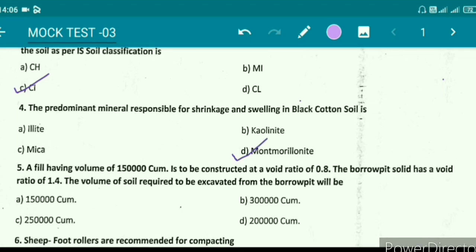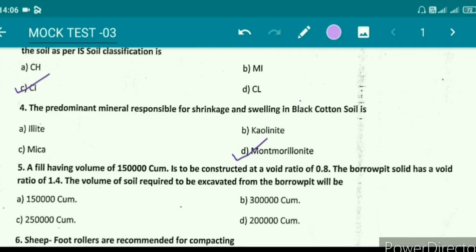Question number 5. A field having a volume of 1,50,000 m3 is to be constructed at a void ratio of 0.8. The borrow pit soil has a void ratio of 1.4. The volume of soil required to be excavated from the borrow pit will be option A, 1,50,000 m3, option B, 3 lakh m3, option C, 2,50,000 m3, and option D is 2 lakh m3. The right answer will be 2 lakh m3.